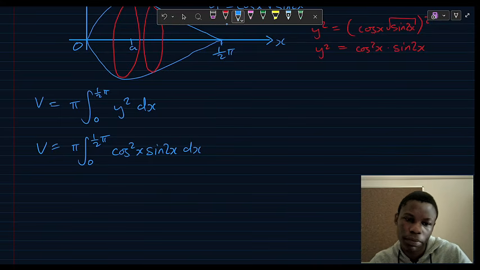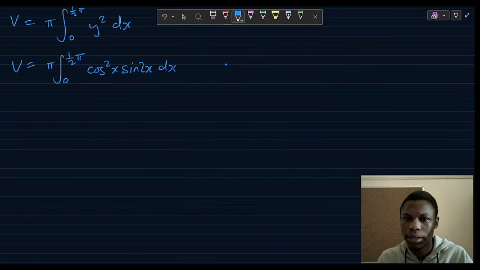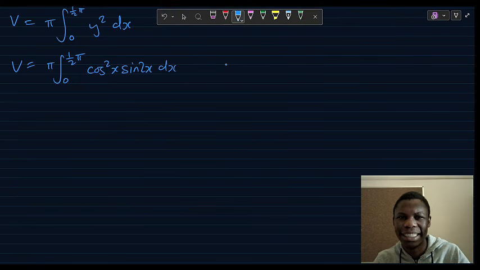So there are two ways of doing this. One of the ways would be to use a substitution, but the faster way of doing this is quite difficult to see, and also quite a niche technique of integration or method.